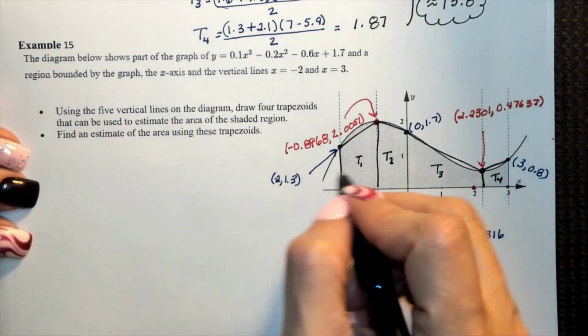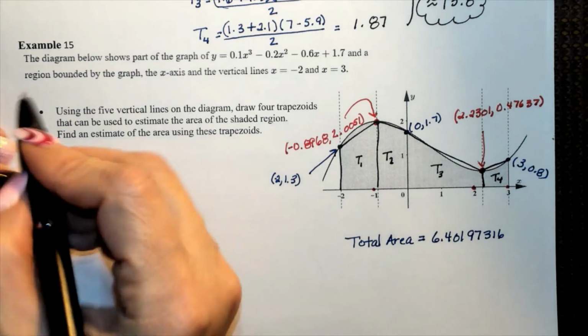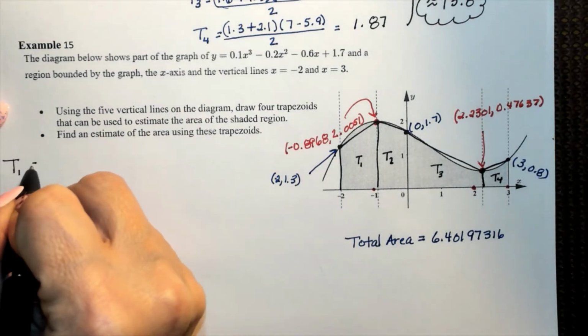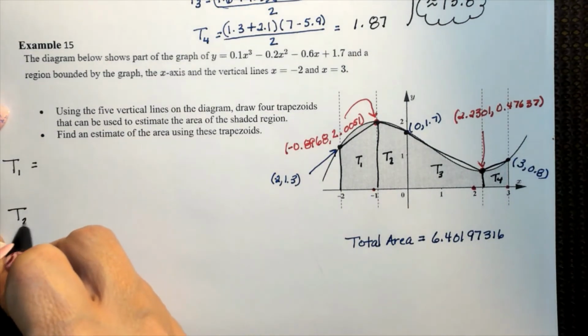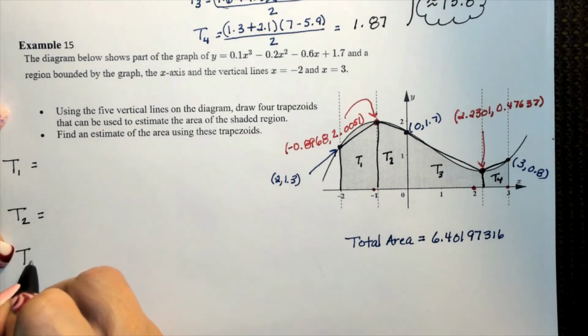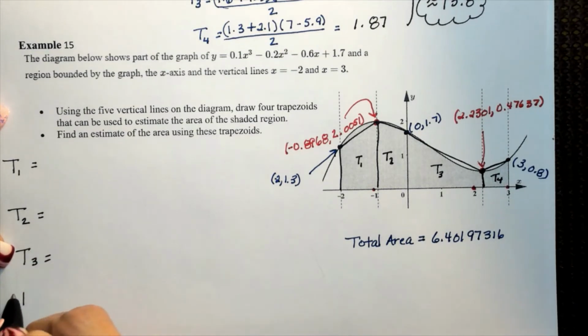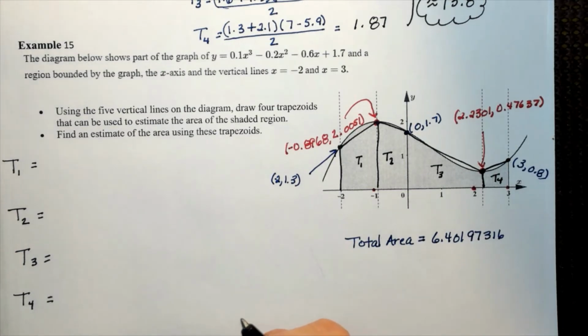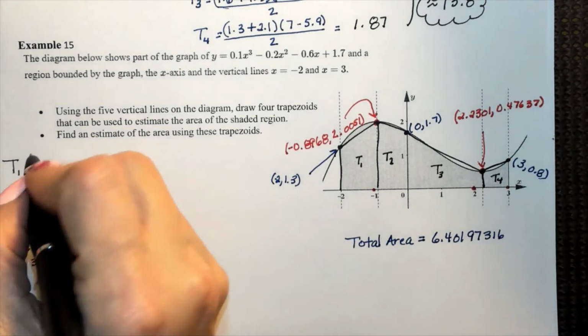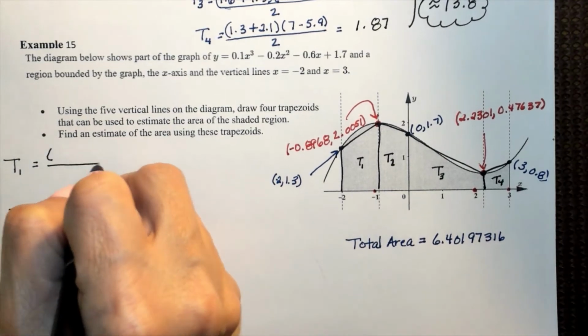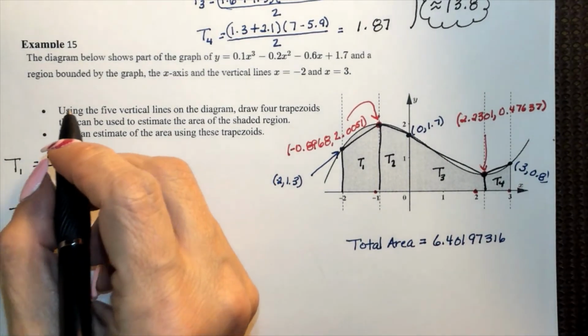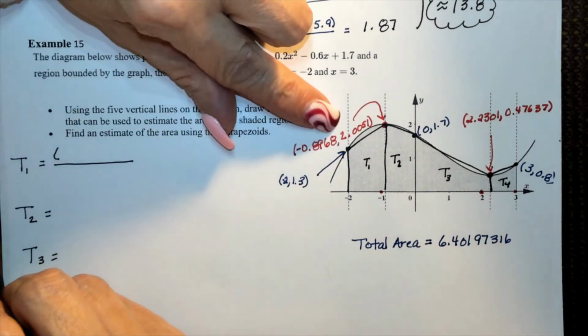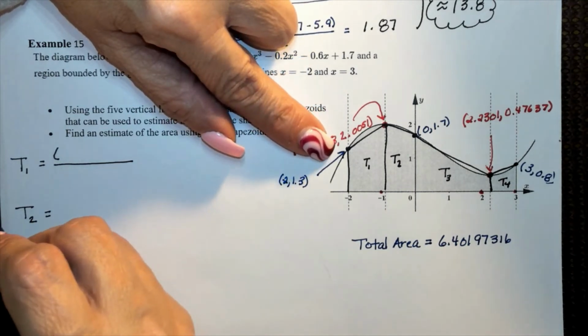So I'm going to start doing it. I'm going to just do T1. I'm going to find the total area there. I'm going to find the total area of T2, T3, and T4. Okay, so total area of the first one. I'm just going to start writing them. I'm going to know that they're all over 2. So I'm going to do, let's see, the height of this one is 1.3.